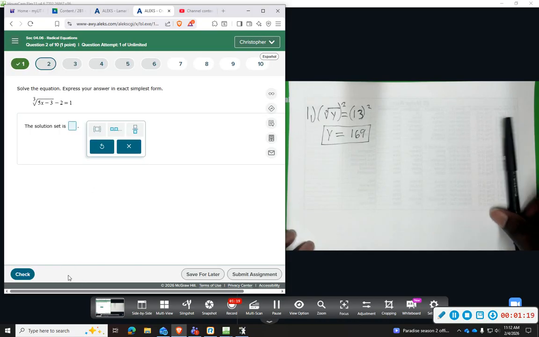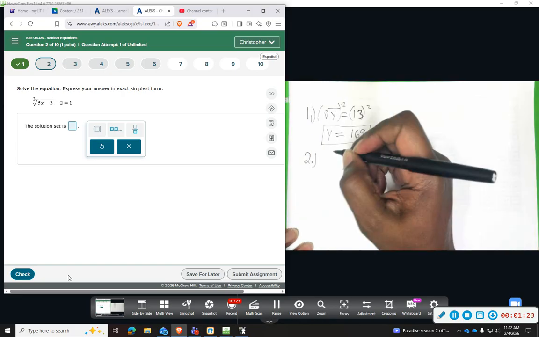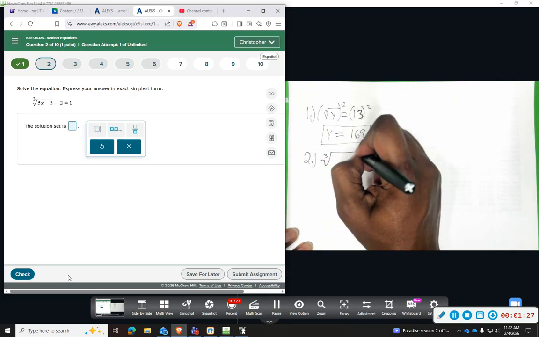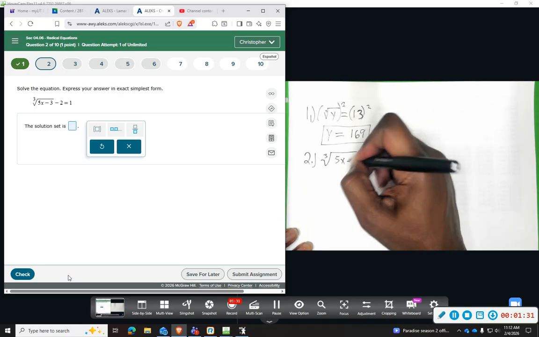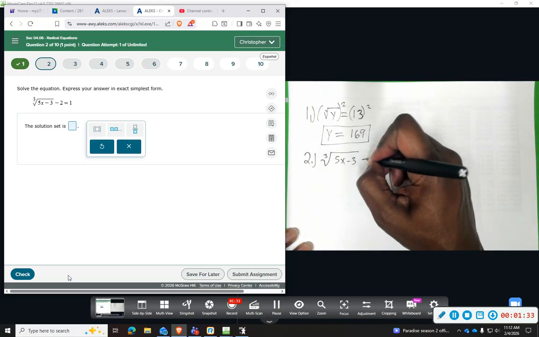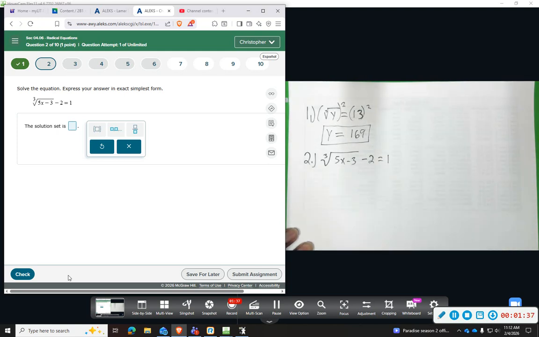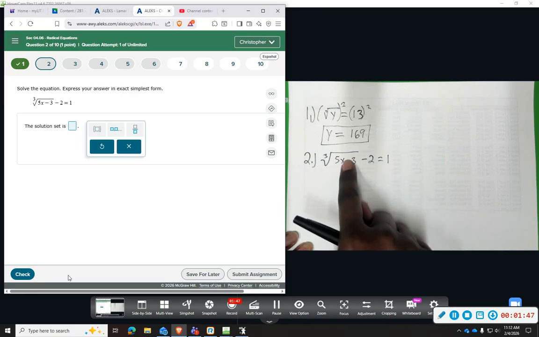All right, number 2. We have the cube root of 5x minus 3. Outside of that radical, we have an additional minus 2, and then that is equal to 1. So in this case, we're going to raise it to the third power. However, we have this loose negative 2 at the back. We want to move that over because we want to get this radical by itself.